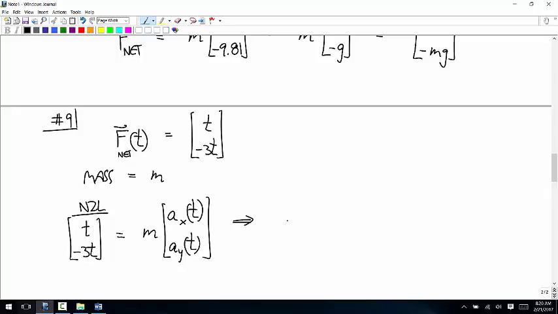And so the acceleration vector as a function of time, you can solve those two equations just one by one, is t over m for the x component and negative 3t over m for the y component. So that's the acceleration. Any questions about that part?